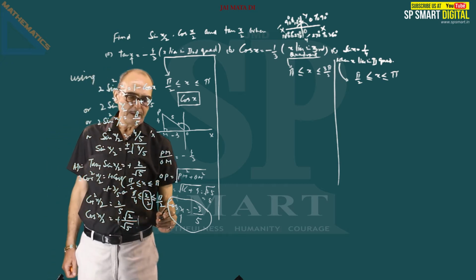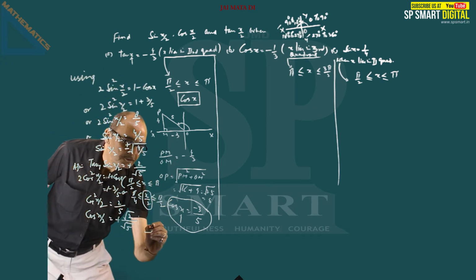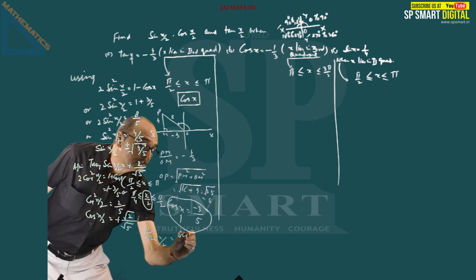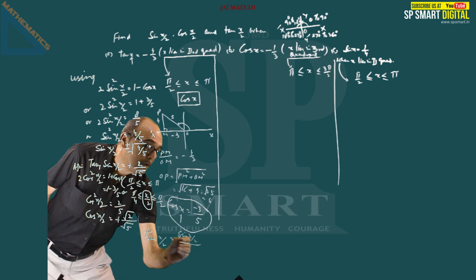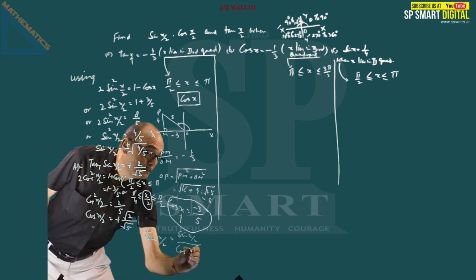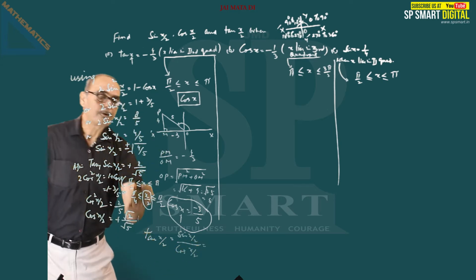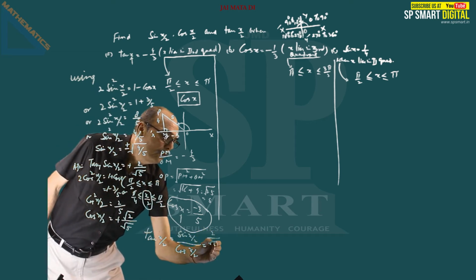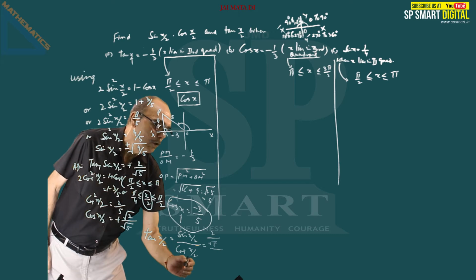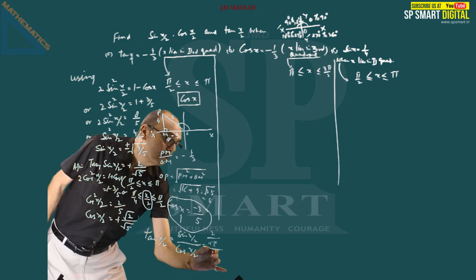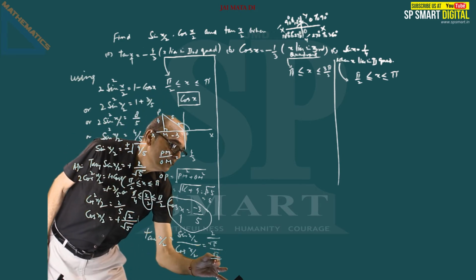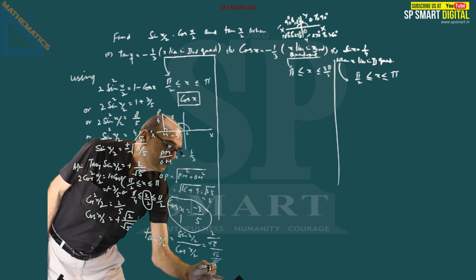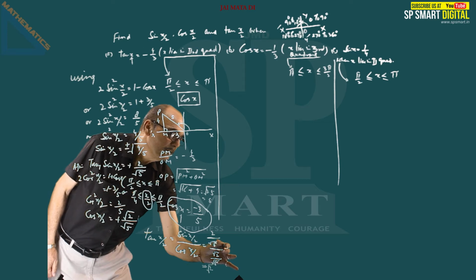Then tan x by 2. Tan x by 2 is sin x by 2 divided by cos of x by 2. Now sin x by 2 is here, 2 upon root 5, upon cos x by 2, which is under root 2 upon root 5. If you simplify, you get the result as under root 2. Or you can write here under root 2.